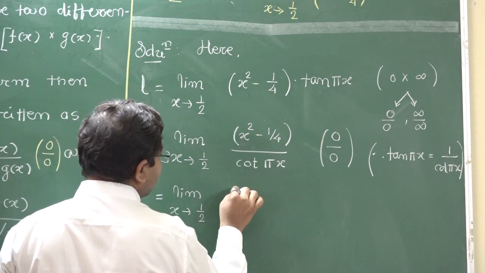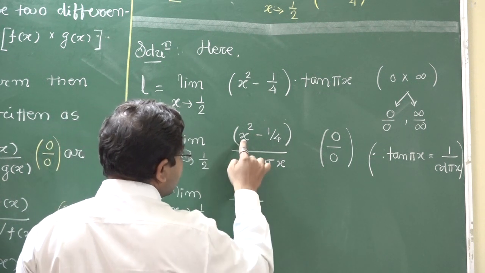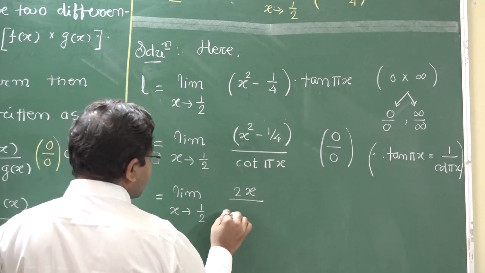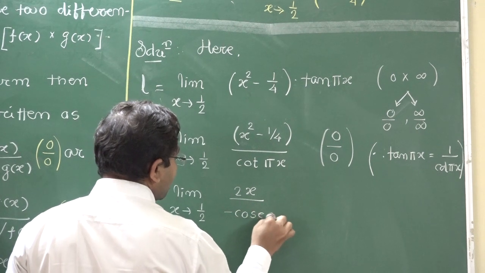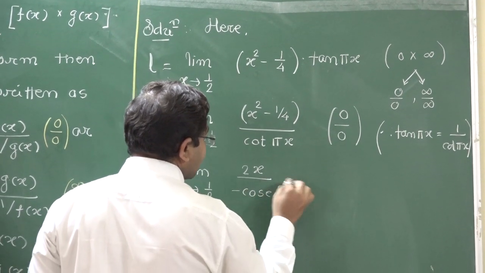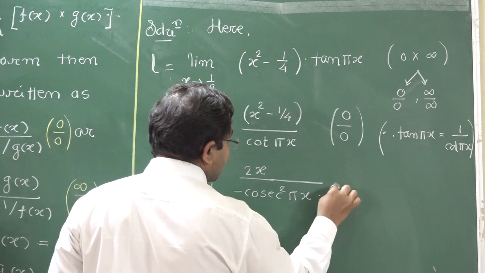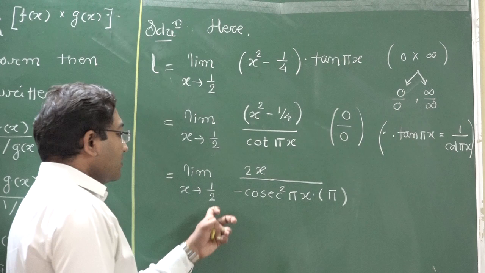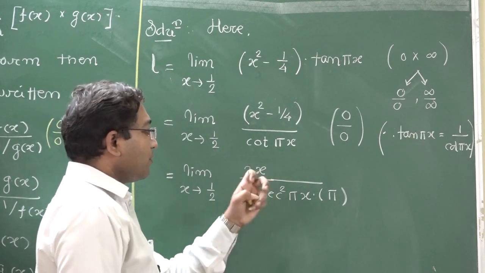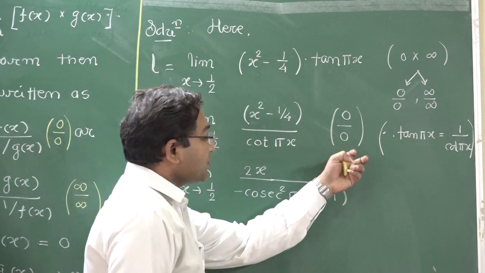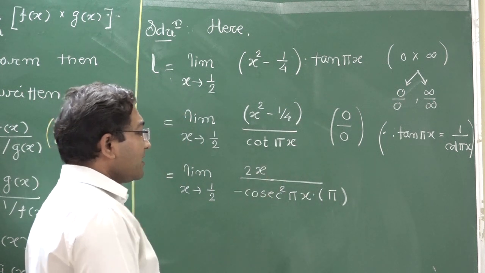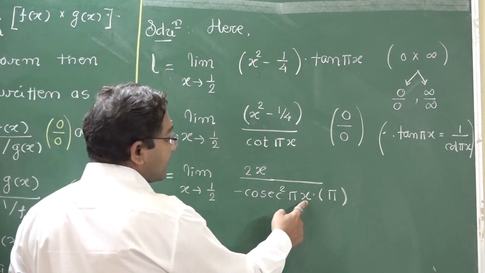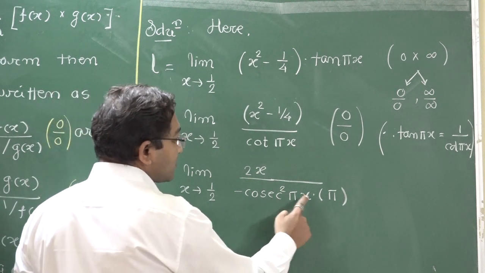So the differentiation of the numerator is 2x. Differentiation of x square is 2x, and of 1 by 4 is 0. The derivative of cot pi x is nothing but minus cosec square pi x into pi. Again substituting the limit and check whether the form is 0 upon 0 or infinite upon infinite or any other. So we are putting x tends to 1 by 2, especially in the denominator we get cosec square pi by 2.